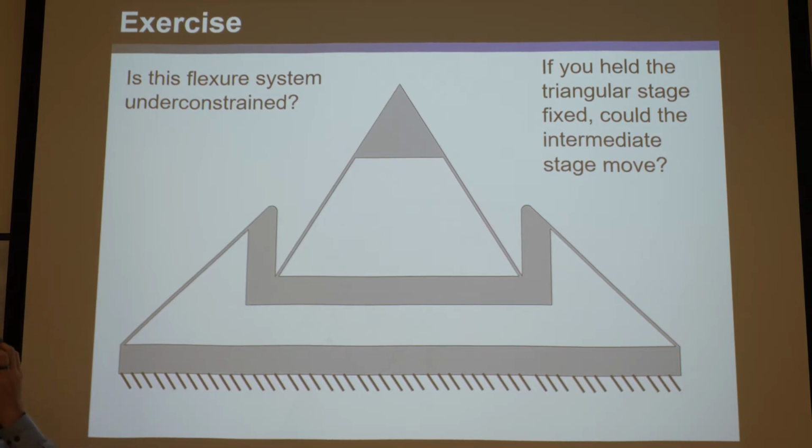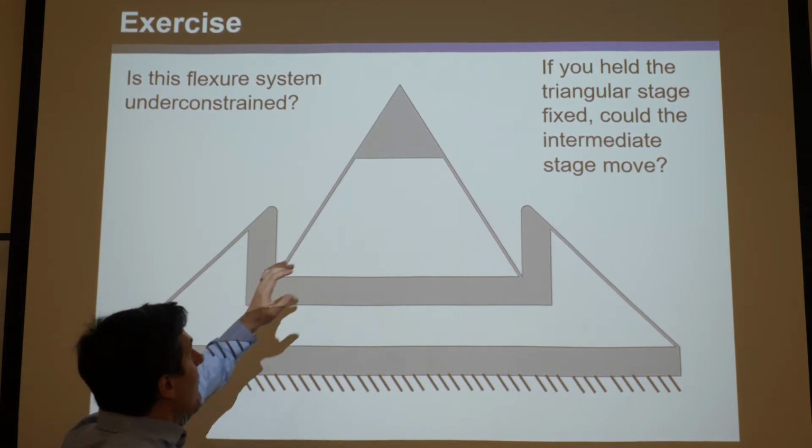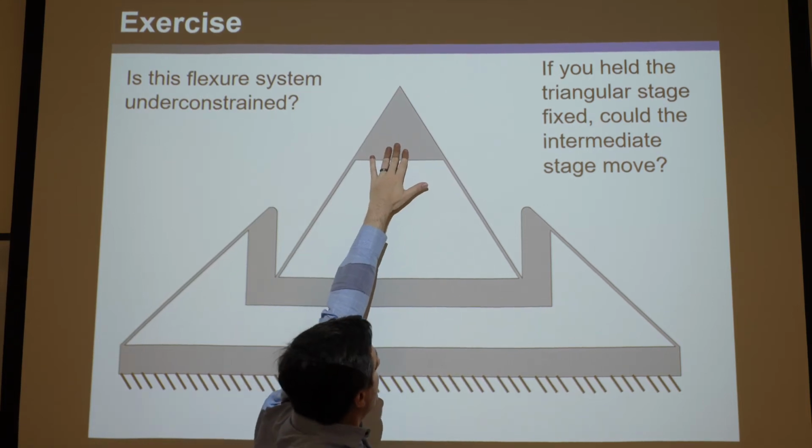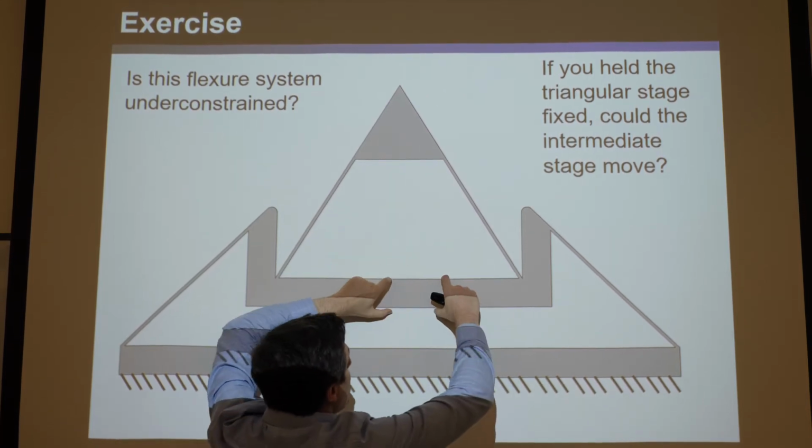To be a redundant degree of freedom, they have to not just both be a rotation, they have to be the same rotation, at the same point with the same direction, and that's the case here. Okay, so the answer is yes, it's under constraint. And let's do our final check here. If I hold this final stage that we care about fixed with respect to the ground, can this guy move?